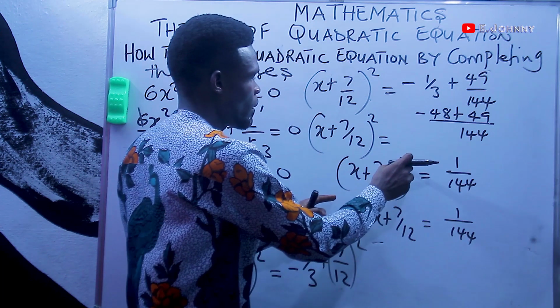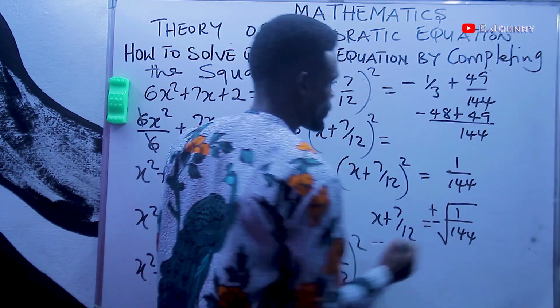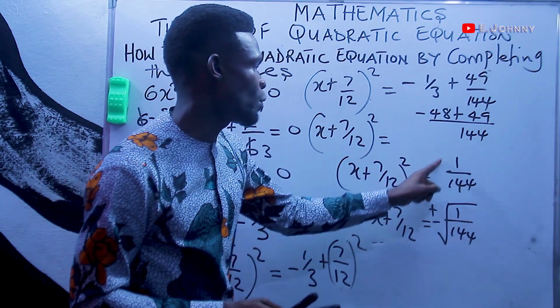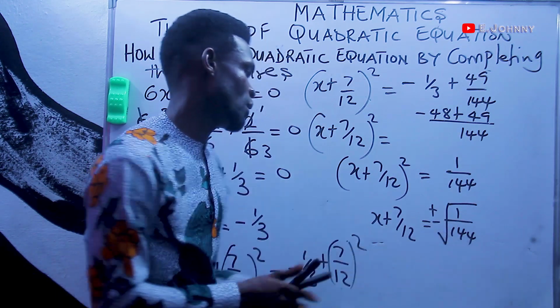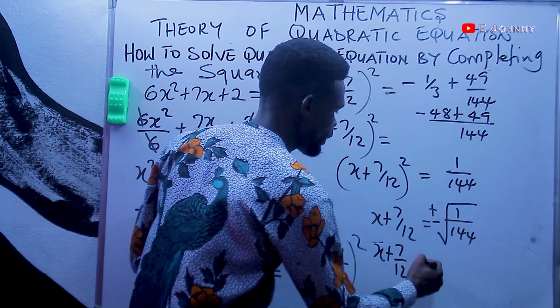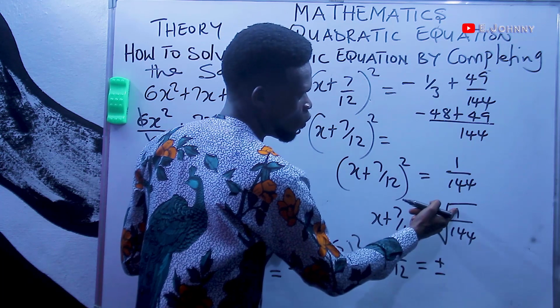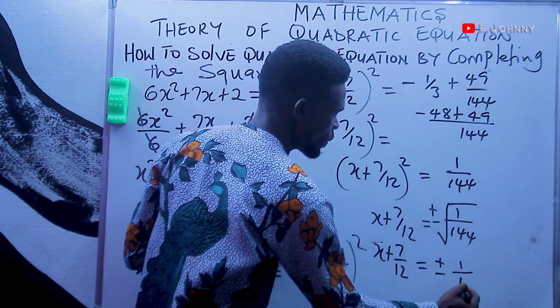When this square moves, it will become plus or minus square root. Please note, the square moves to become plus or minus square root of this. Plus or minus square root of this. So x plus 7 over 12 equals plus or minus, the square root of 1 is 1 all over, the square root of 144 is 12.